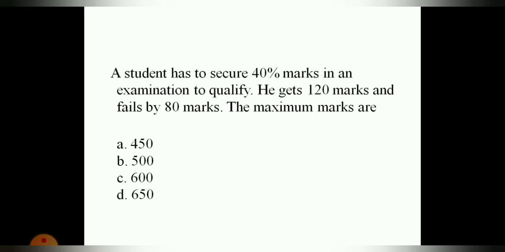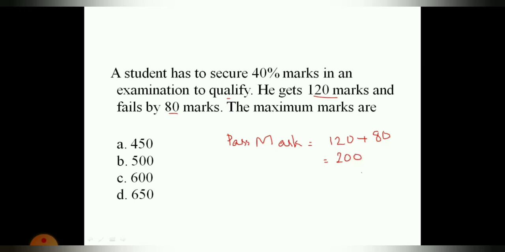Okay, next question. A student has to secure 40% marks in an examination to qualify. He gets 120 marks and fails by 80 marks. The maximum marks are? So passing mark is 120 plus 80. That is the passing mark, because he scored 120 marks and fails by 80 marks, means passing mark is 120 plus 80 is equal to 200 marks.